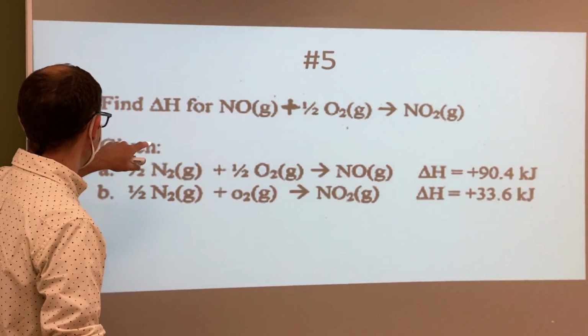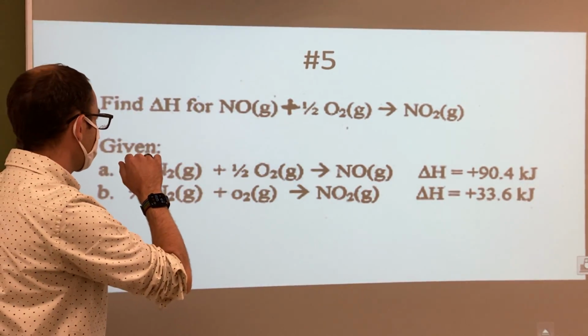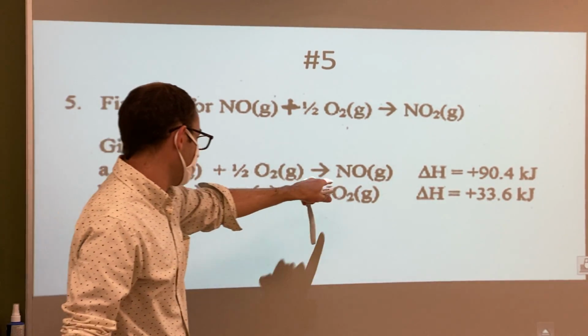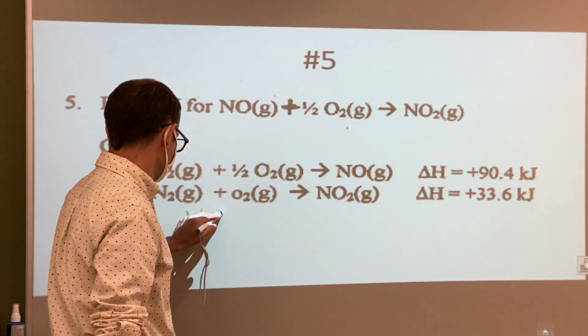So, number 5. This is what we're looking for. We just have to figure out if we need to flip anything first. So, NO needs to be a reactant. Right now it's a product, so we're going to definitely flip that one. So let me do that first.